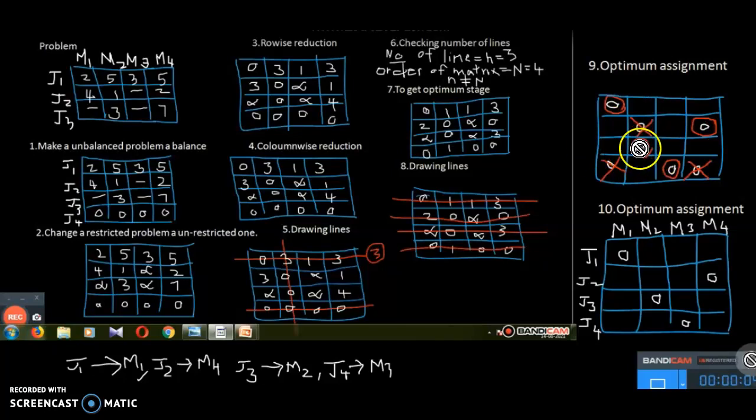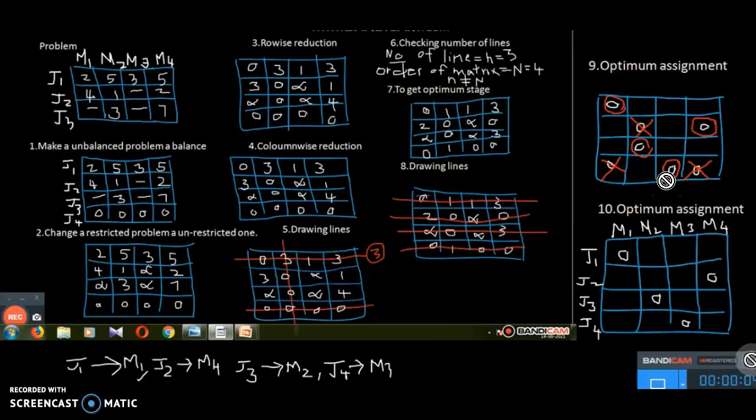Come to the third one. I can assign this one because this is striked out. I can assign this one. So a single job is given to a single machine. The last possible is this one. Since already we have assigned this, we are striking out. So the only thing that we can assign is this one. So now you see there, each row has only one assignment, each column has only one assignment. Am I correct? And this is called the optimum assignment.